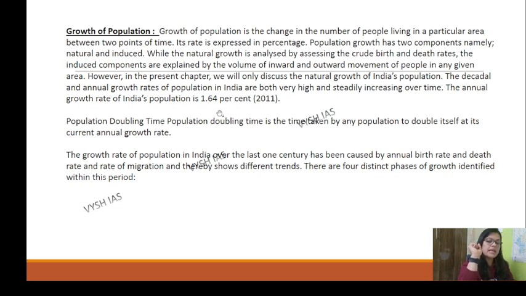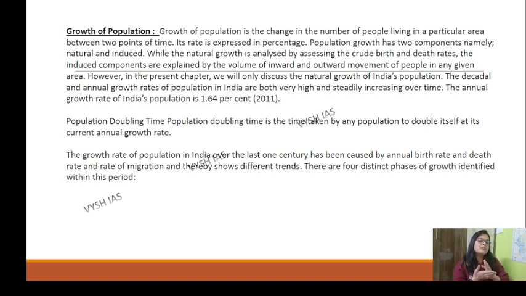The annual growth rate of India is 1.64%. In 2011, it increased by 1.64%. Now, what is population doubling time? Basically, it is the time taken by any population to double itself at its current annual growth rate. Our current annual growth rate is 1.64.